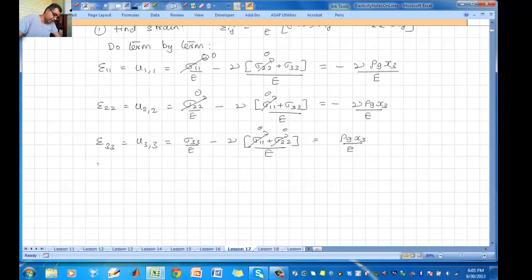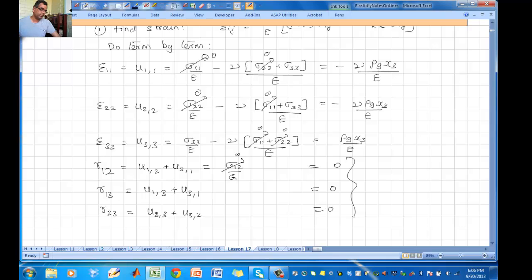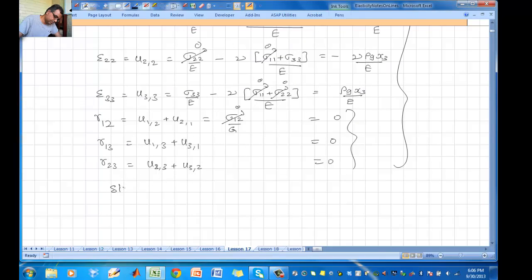We are not done. We have gamma 12 equal to u1,2 plus u2,1 equal to sigma 12 over G. Sigma 12 is 0, so that has to be 0. Gamma 13 is u1,3 plus u3,1 equal to 0. Gamma 23 is u2,3 plus u3,2 equal to 0. There. So you have to meet 6 equations for 3 unknowns: u1, u2, u3.